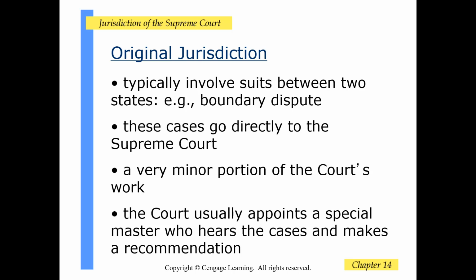Original jurisdiction typically involves suits between two states. So, for instance, a boundary dispute between Texas and Louisiana. These cases can go directly to the Supreme Court. A very minor portion of the court's docket includes original jurisdiction cases. The court usually appoints a special master who hears the cases and makes a recommendation.